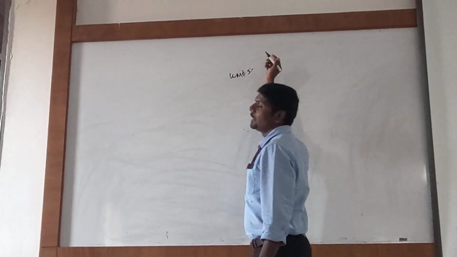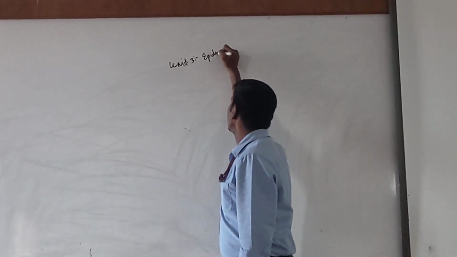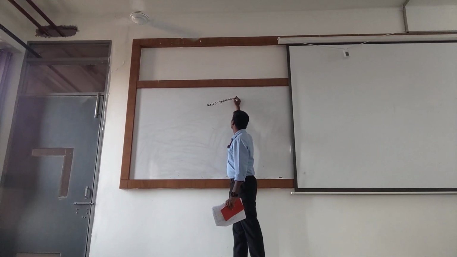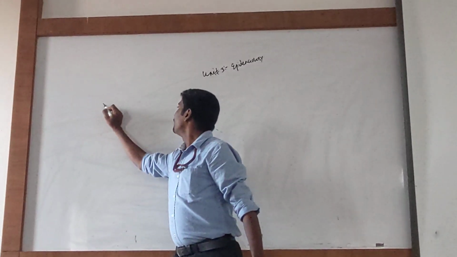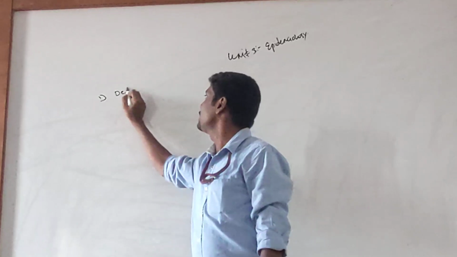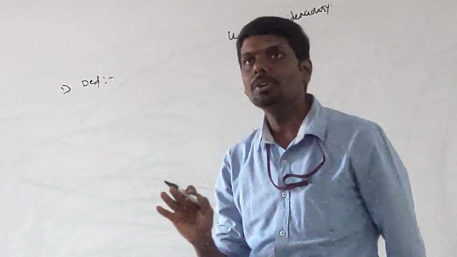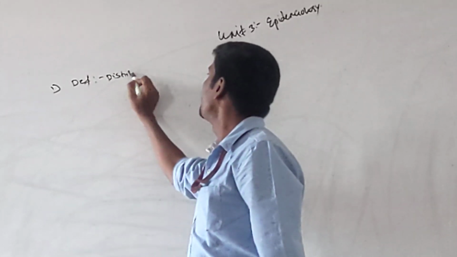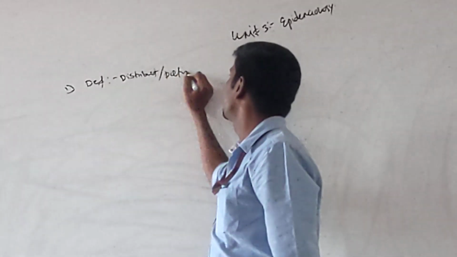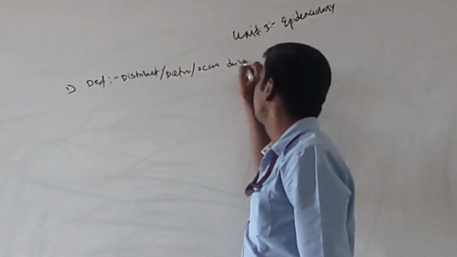Unit 3 and what is the topic? Epidemiology, right? Epidemiology. Okay. Then what else we discussed in epidemiology so far? We discussed about its definition, right? So what is the simplest definition? It is a scientific study of distribution, determinants, risk factors and occurrences of diseases.